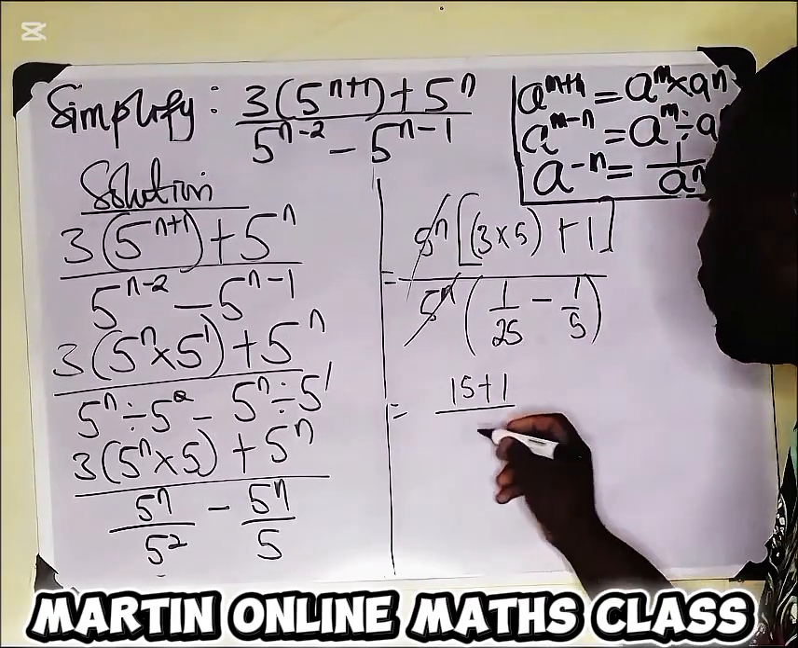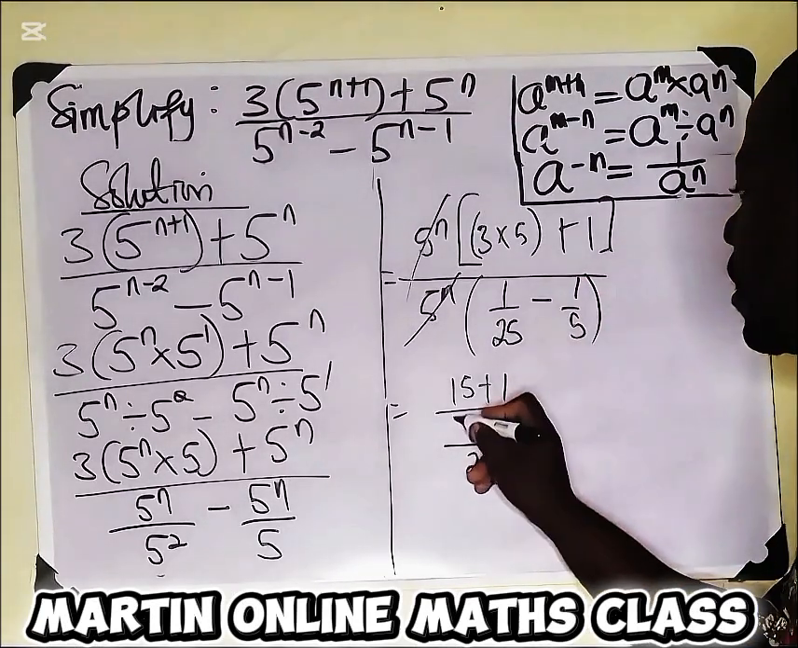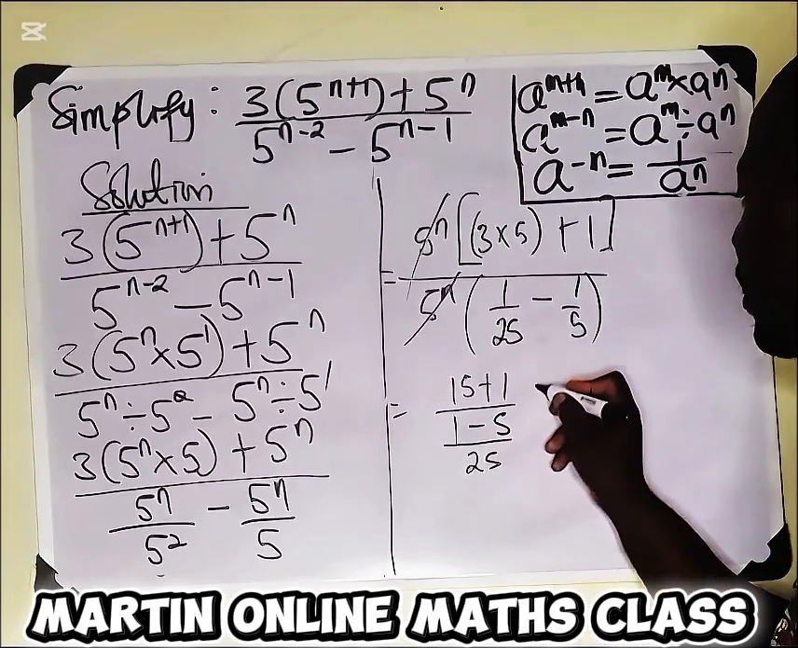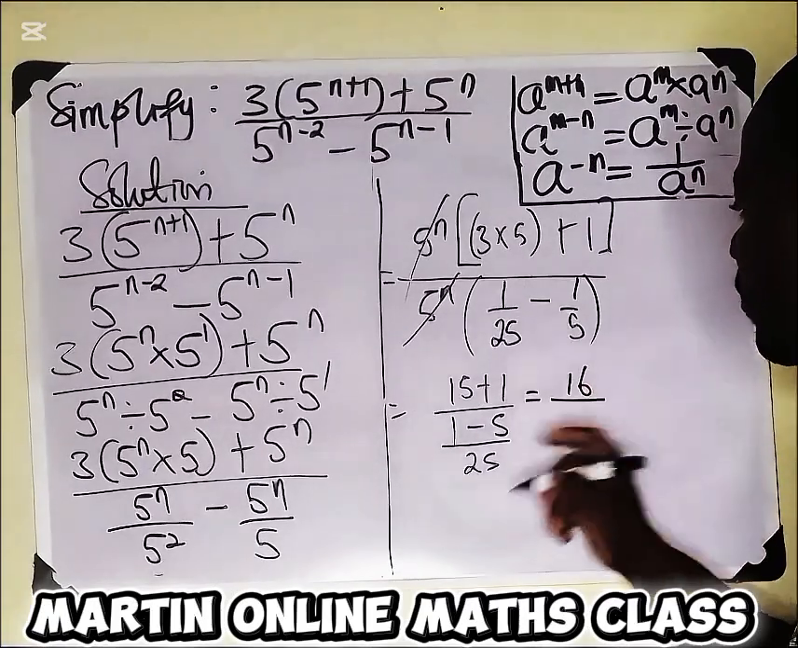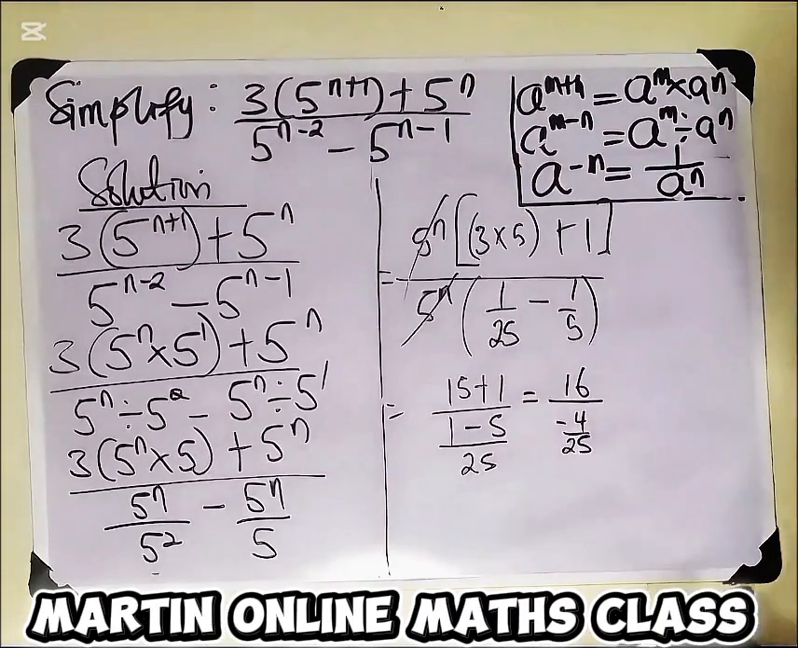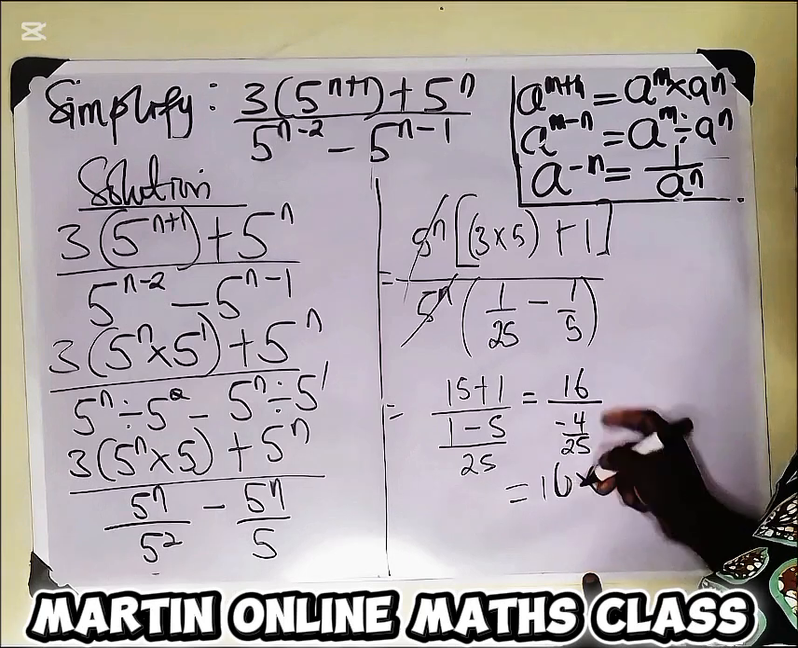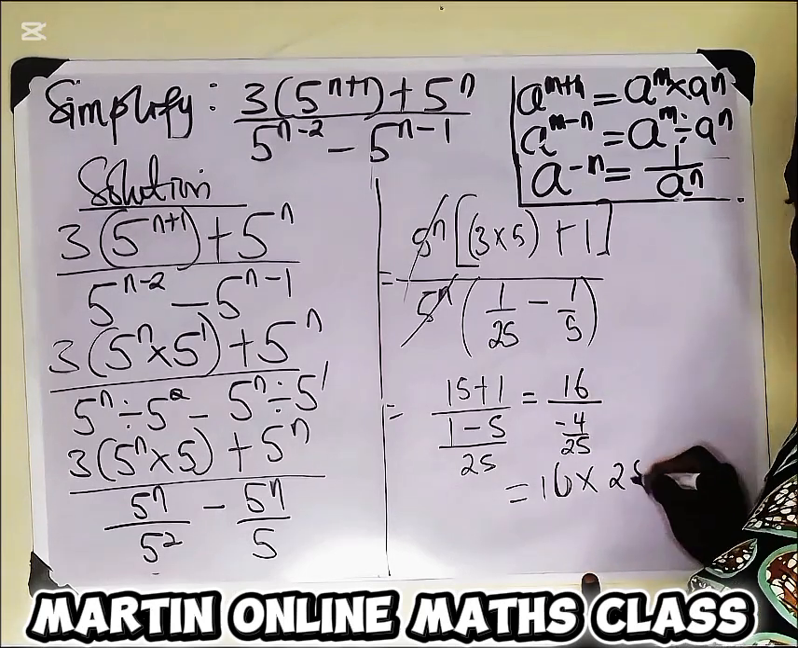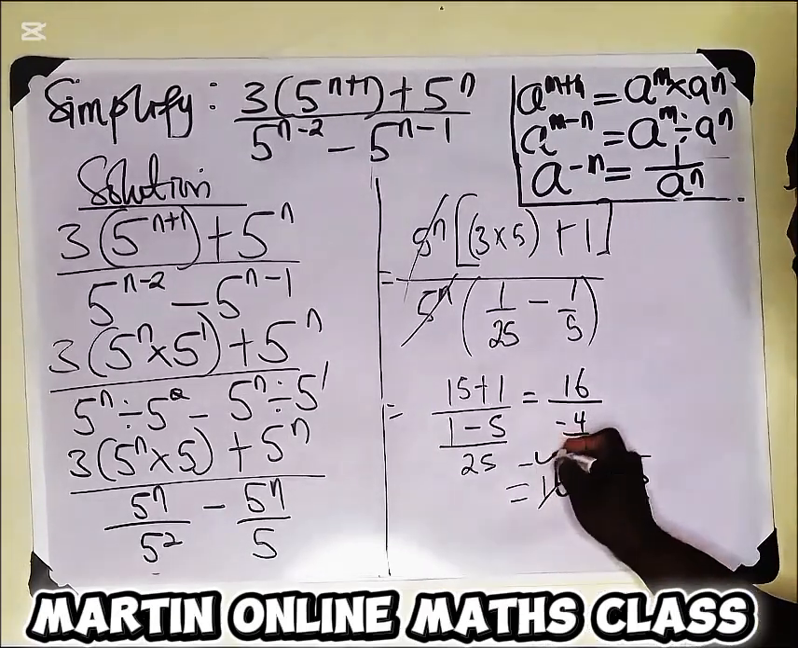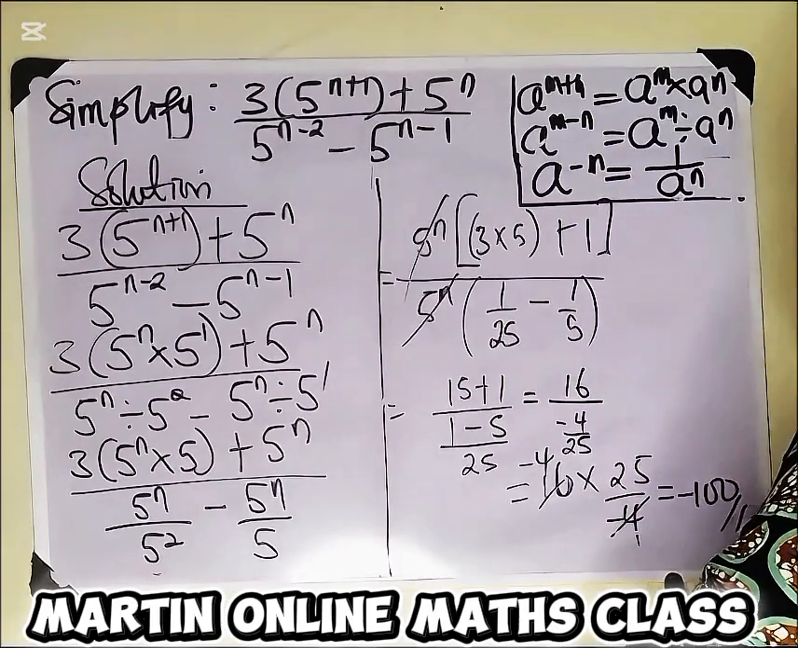The LCM of 25 and 5 will give us 25. 25 by 25 gives us 1. 1 times 1 is 1, minus 5 divided by 5 is 1, 5 times 1 will give us 5. This is equal to 16 divided by 1 minus 5, which gives us minus 4, all over 25. And this is equal to 16 times, reciprocate this, we have 25 over minus 4. Minus 4 divided by 16 will give us minus 4. Minus 4 times 25 will give us minus 100.